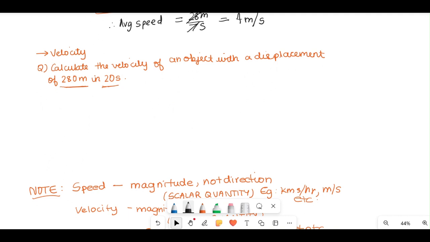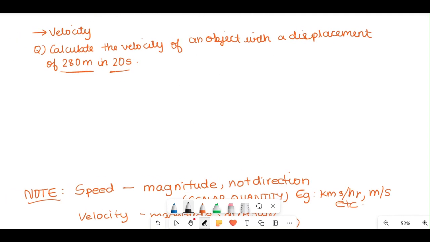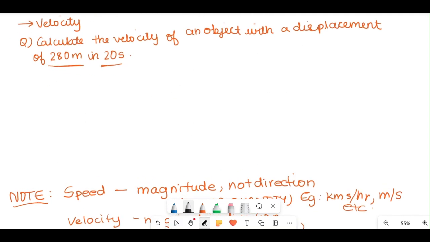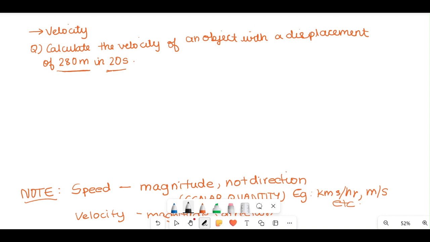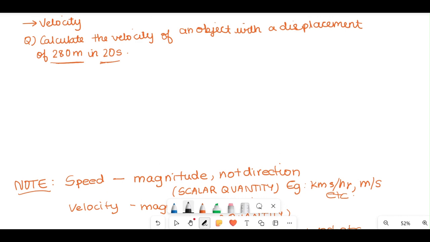Now let's move to the third type of problem, that is on velocity. Now what is velocity, students? Let's understand the difference between both of them. Speed and velocity are two different terms. When we talk about speed, we talk about the magnitude and we do not talk about the direction.